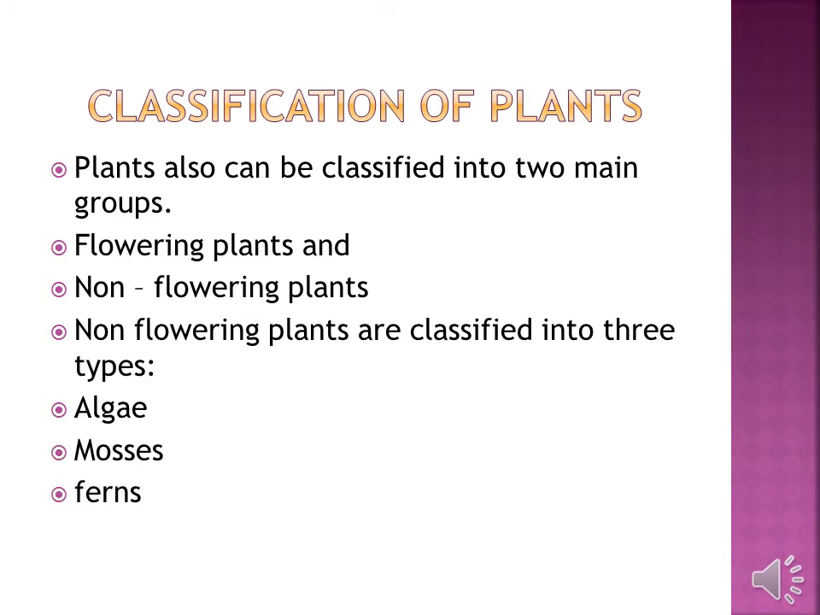Now let's see about the topic, classifications of plants. All living organisms in the ecosystem are classified into kingdoms and subkingdoms based on their characteristic. Similarly, plants are also classified into different subkingdoms based on certain characteristic features. Based on dichotomy, plants also can be classified into two main groups, flowering and non-flowering. Non-flowering plants are classified into three types, algae, mosses and ferns.